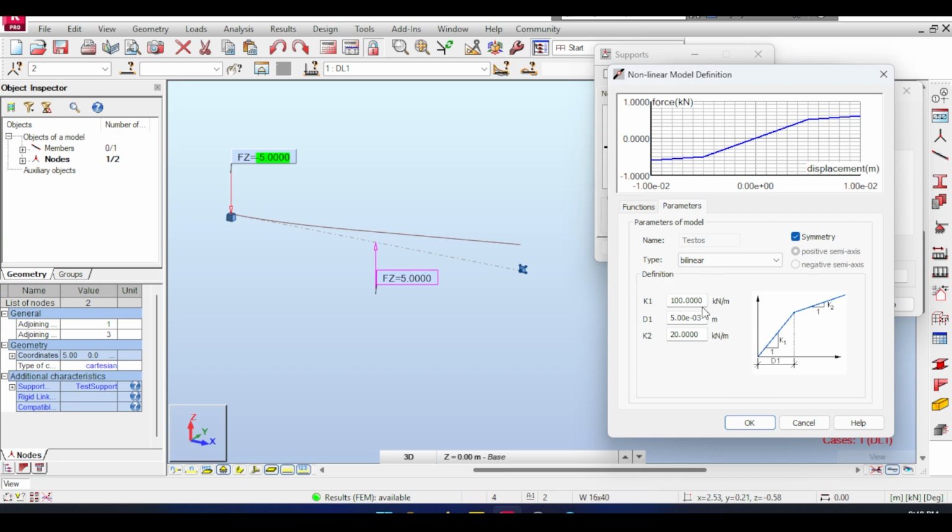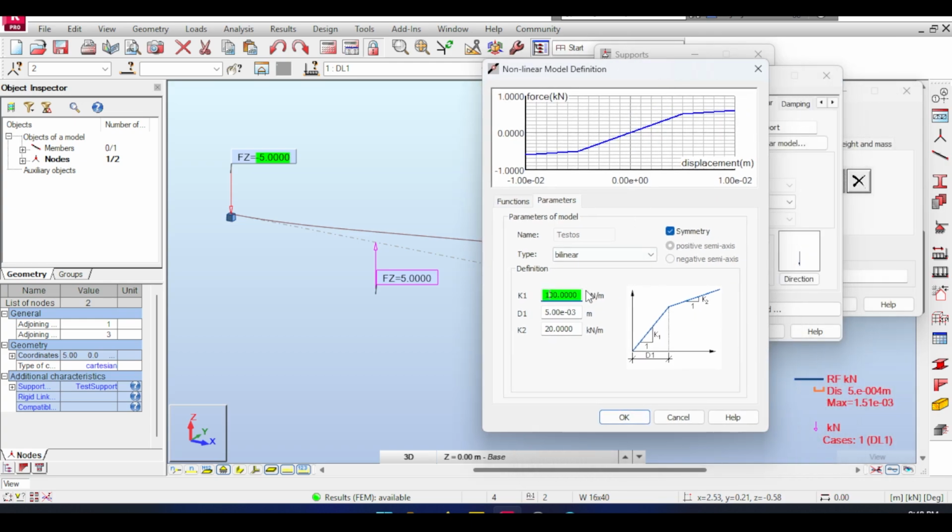What is the meaning of bilinear? It means that you have a certain strong resistance up to a certain displacement and then a weaker resistance. If you want perfectly plastic, you turn this to 0, which is not what I want. So now I have a bilinear model, which gives you a K of 100 kN up to 5, and then 20 afterwards because it got weaker. Now, let me show you what happens here. I click OK.